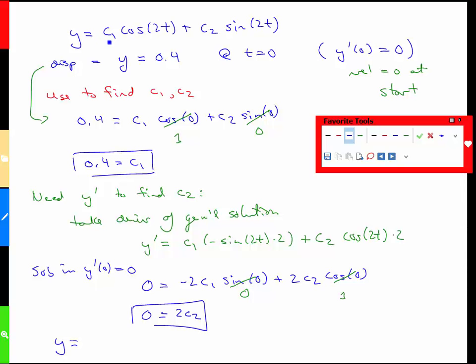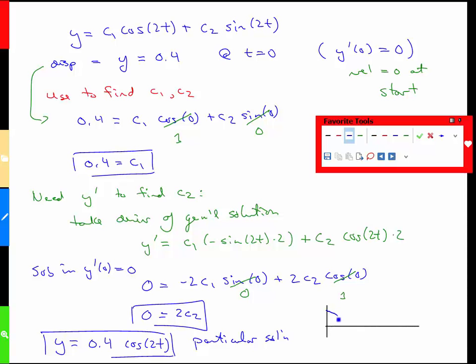Going back to our general solution, we had C1 and C2 unknown. Now we've solved for them using the initial conditions, and we get 0.4, C1, times the cosine of 2t, and the second value, C2, was just 0, so that term drops out completely. And this gives us the particular solution. And from this, we can actually graph quite quickly and easily a sketch of the position over time. It would be a cos graph, loosely speaking.